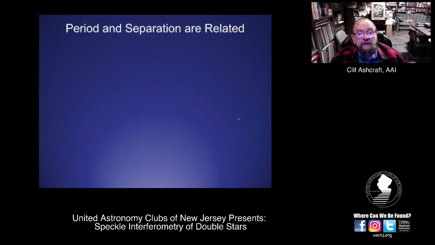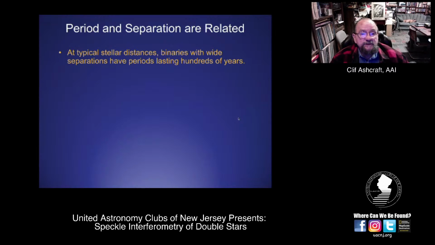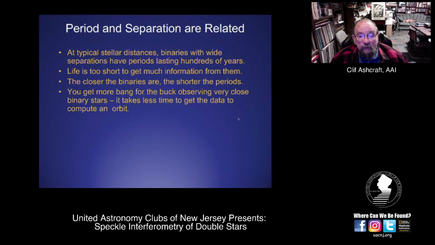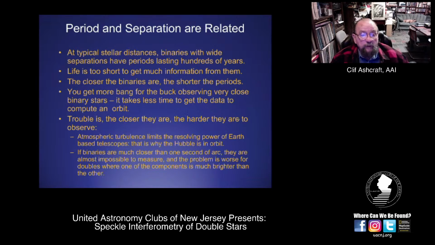Now, the period and separation of double stars are related. At typical stellar distances, binary stars with wide separations have periods lasting hundreds of years. Life is just too short to get much information from them. The closer the binaries are, the shorter the periods. You get more bang for the buck observing very close binary stars. It takes less time to get the data to compute an orbit. Now, the trouble is, the closer they are, the harder they are to observe.